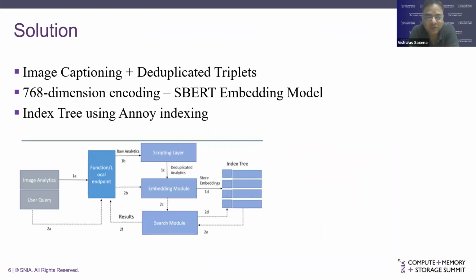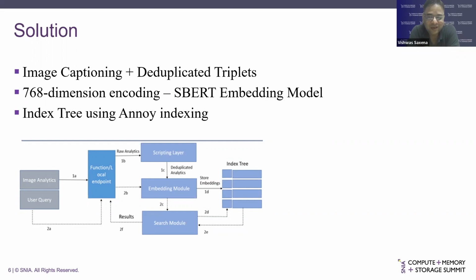So let's talk about the solution in terms of a pipeline. We discussed an image captioning model, which is going to generate, let's say, triplets called subject, verb, object. And first, we are going to do a deduplication of these triplets using a scripting layer. So if you see in the figure below, there are 2 pipelines called 1 and 2. One is the image pipeline. Second is the query pipeline.